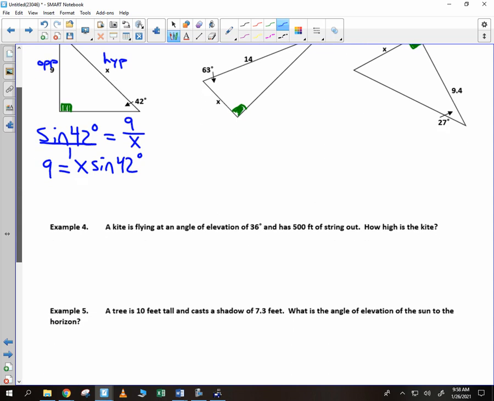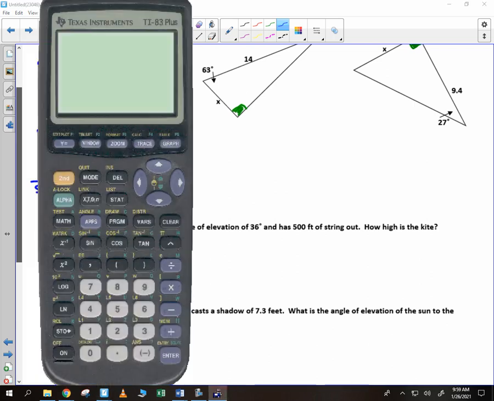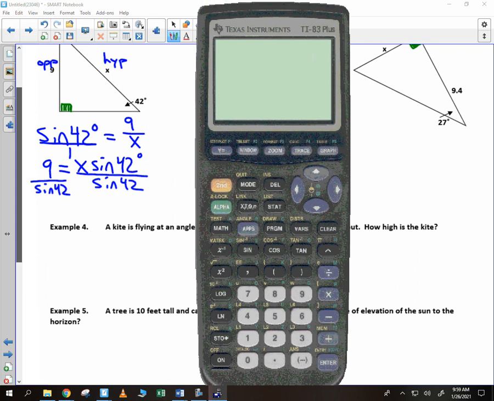I want to divide in order to solve for x. I will divide both sides by the sine of 42. So x is 9 over the sine of 42. You're going to have a calculator in order to solve these. If you do not have a calculator, I think I have a couple extras floating up here if you want to try to grab one. Or you can try looking at your old phone.